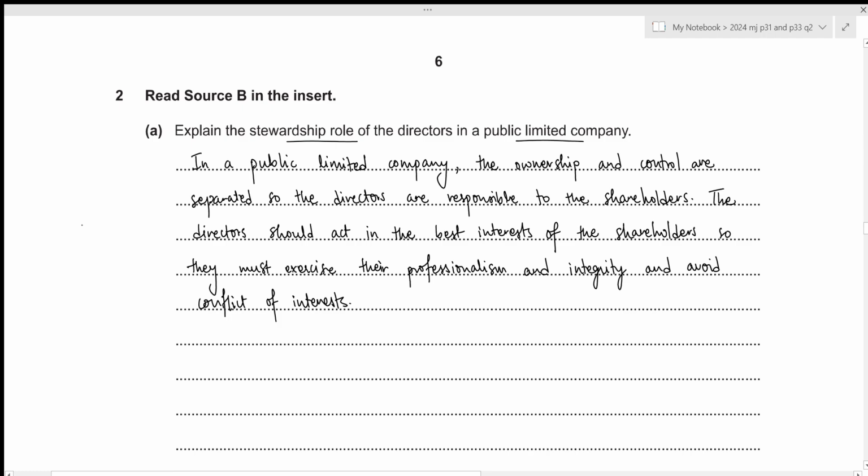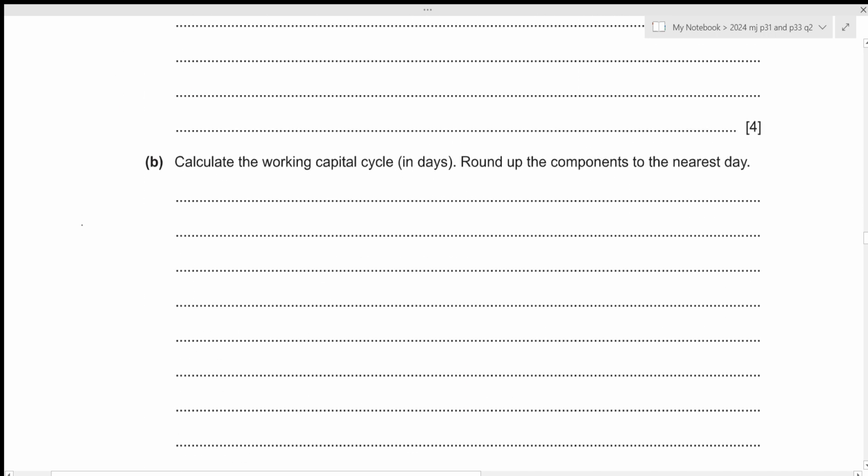That is all for the first part. Let's move towards the next one. We now need to calculate the working capital cycle in days. We need to round up the components to the nearest day. Okay, let's write down the formula for working capital cycle.